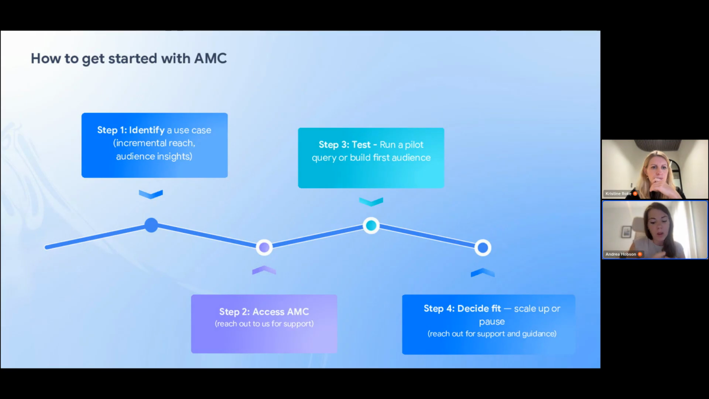So when you see what works for you, understand how you can scale that up and use it in all of your campaigns, and use more advanced queries and adjust your approach in terms of what works and what doesn't work.